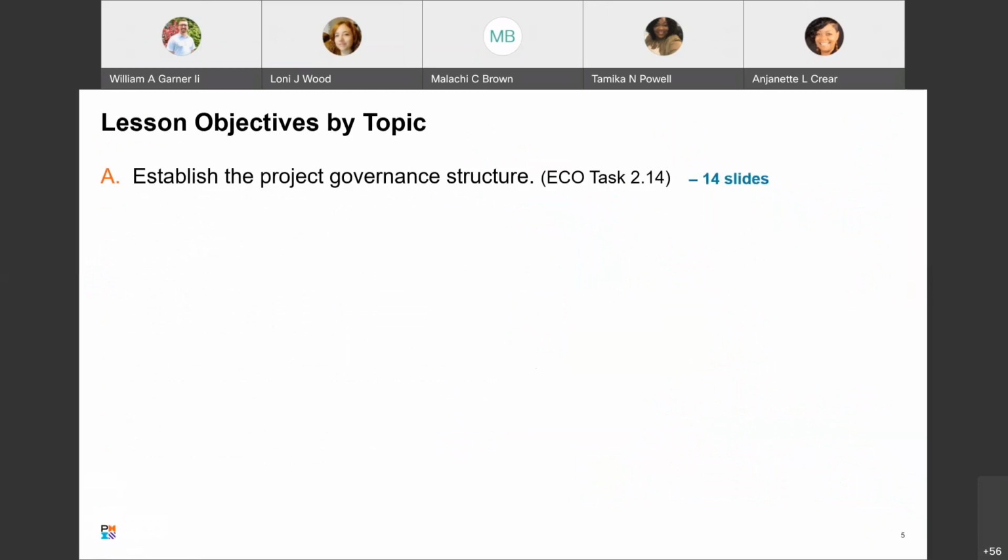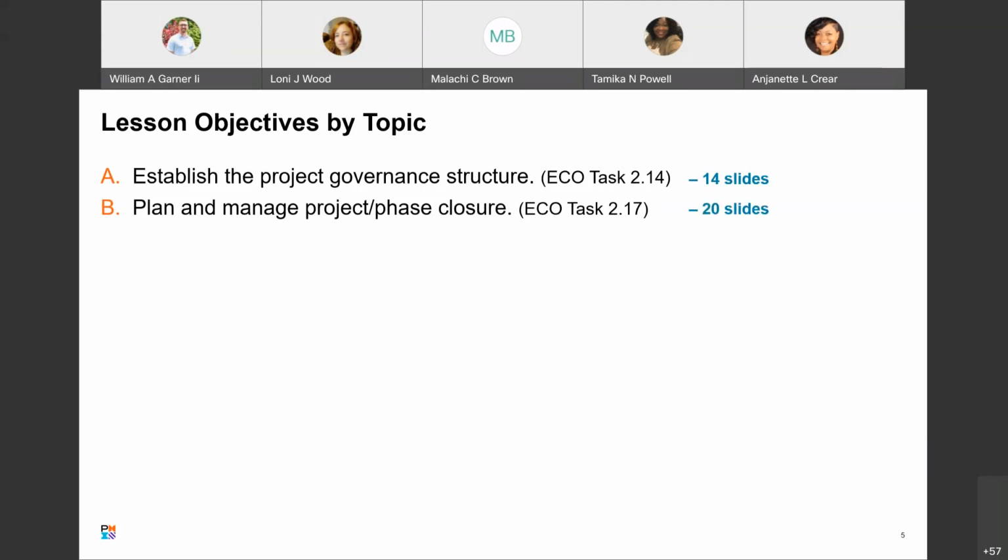Here's my little contribution to help people keep focus with me. I know a lot of times we get stuck on how many slides we have, and this could be good, could be bad. I'm going to give you a heads up if you promise to stay with us and stay engaged. This is two-way. So my contribution to you is this first part will be 14 slides. Part B is to plan and manage the project phase and closure. It's going to be 20 slides. There's only 35 slides today. So there's no cheering. There should be cheering in the background.